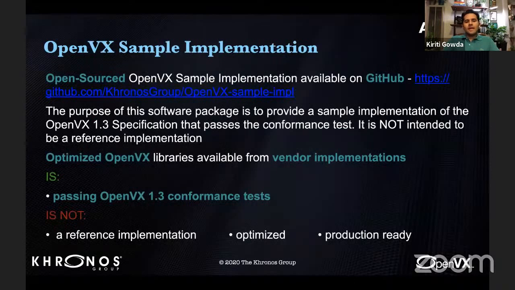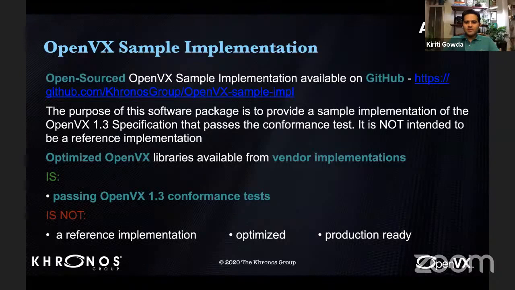So with that, what we did as a working group is we created a sample implementation of OpenVX and made it open source on GitHub. So the whole open source concept has taken over. So we thought it would be best to give developers a sample implementation. We implemented the whole OpenVX spec and put it out on GitHub so that anybody can use it.